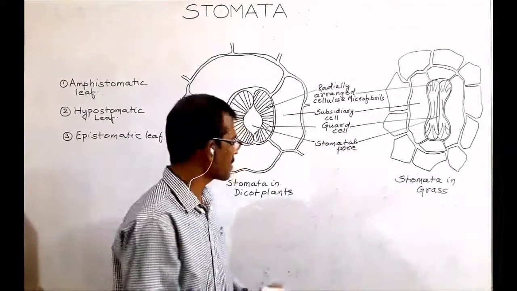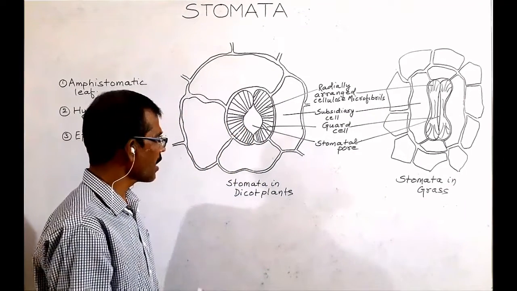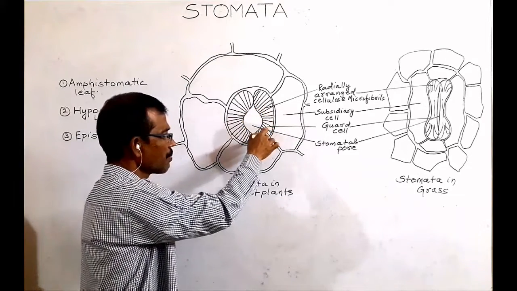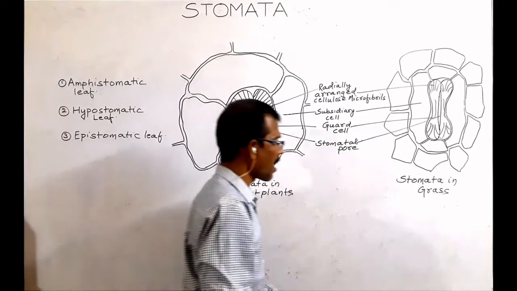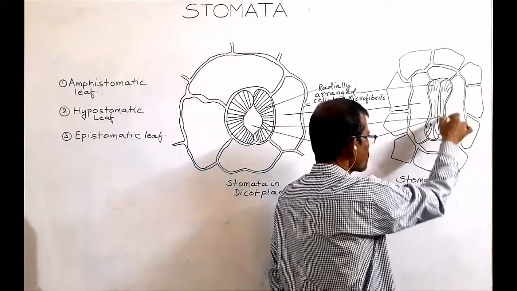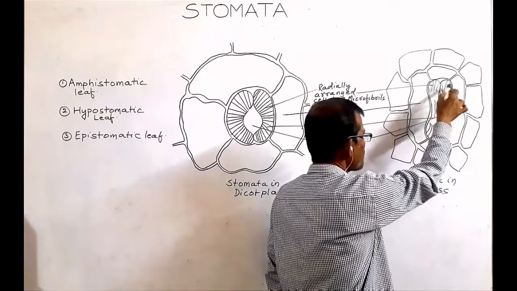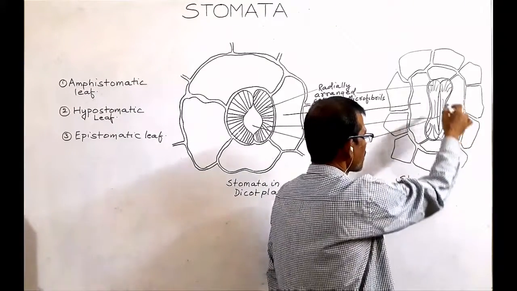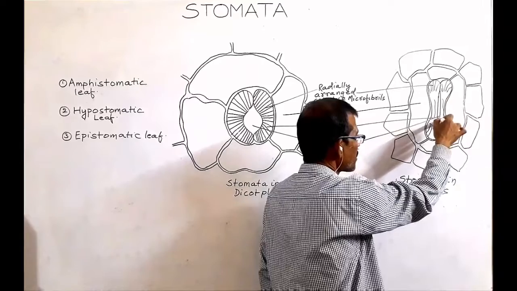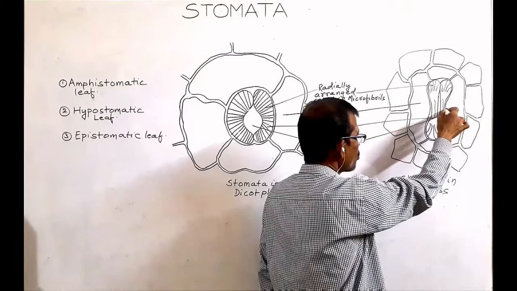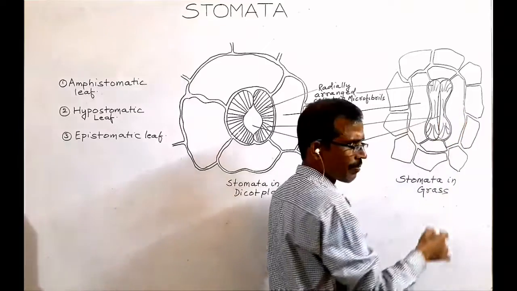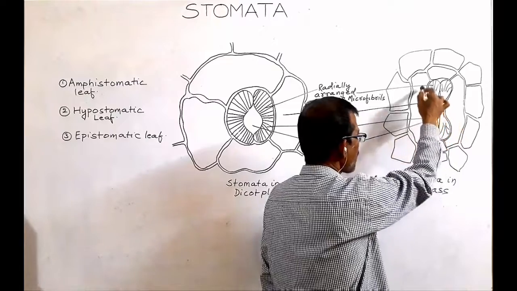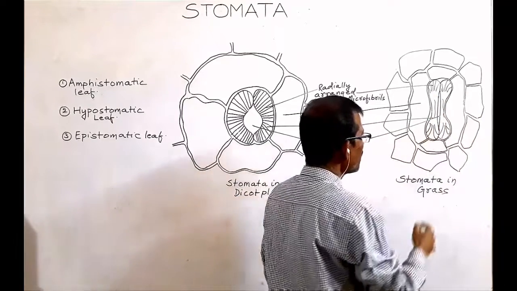In dicot plants and in non-grass monocotyledons, the guard cells are kidney-shaped. Whereas in grass, the guard cells are dumbbell-shaped with bulbous ends. And in such type of stoma, the stomatal aperture is a long slit that is located between the two handles of the dumbbells. In such type of stoma, the guard cells are always flanked by two subsidiary cells.